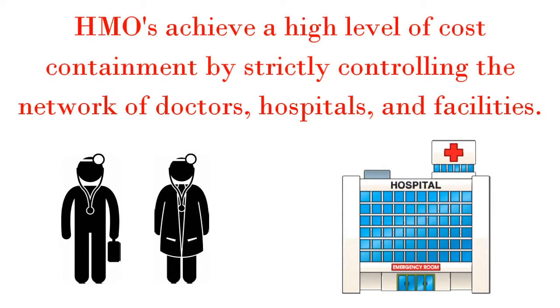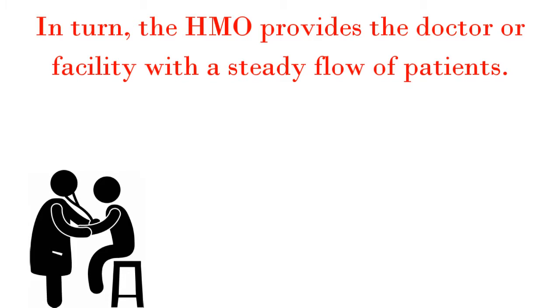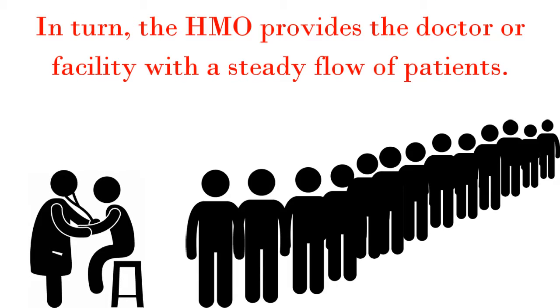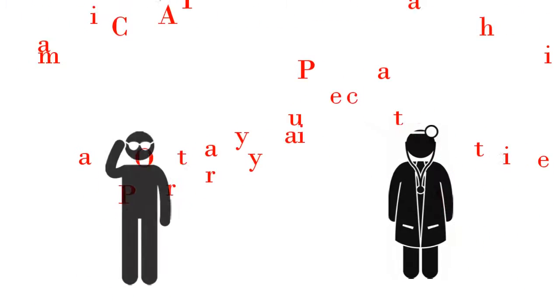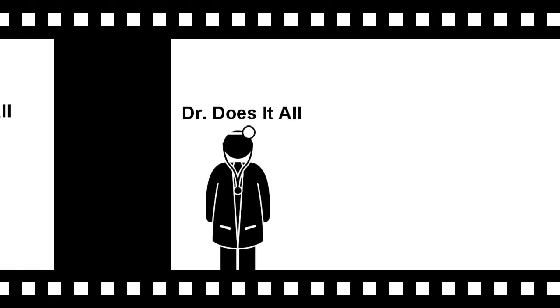HMOs traditionally achieve a high level of cost containment by strictly controlling the network of doctors, hospitals, and facilities. To be considered part of the network, a doctor or facility must contractually agree to the guidelines and fee structure of the HMO. The HMO, in turn, provides an avenue for that doctor or facility to acquire patients. By limiting the number of doctors and facilities in the network, an HMO can predict a steady flow of patients to each network provider. As mentioned earlier, as an HMO participant, you must designate a primary care physician and use this physician exclusively for all of your healthcare needs.